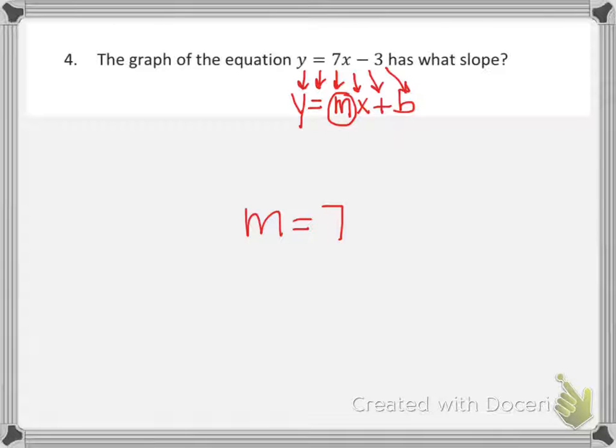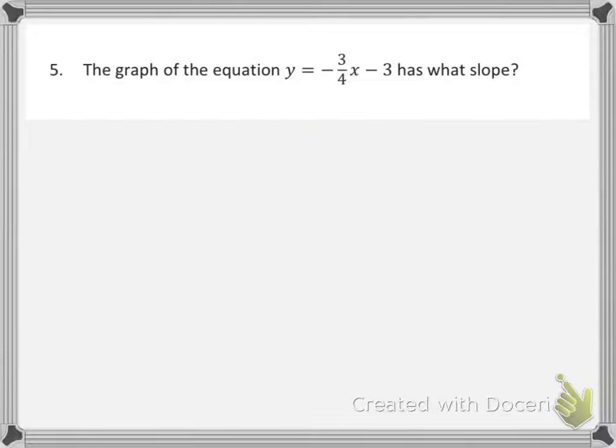I could plot it. I could plug numbers in and get ordered pairs. I could graph it on a coordinate plane and count it out that way, and I would get the slope is 7. Okay, number 5. Let's see if we've got slope-intercept form. y equals mx plus b. Yeah, that's the same form. So what's the slope? The slope is the coefficient of x, -3/4. All right, so if we can recognize that we have a slope-intercept form, then I know the coefficient of x is the slope.